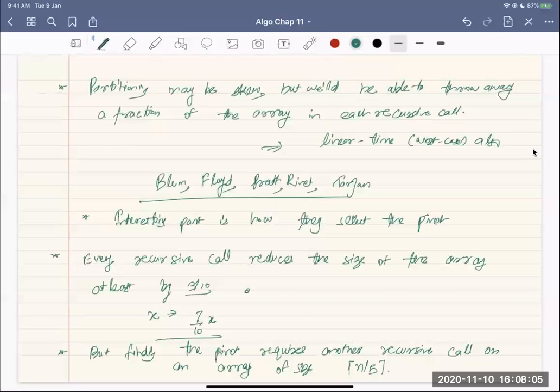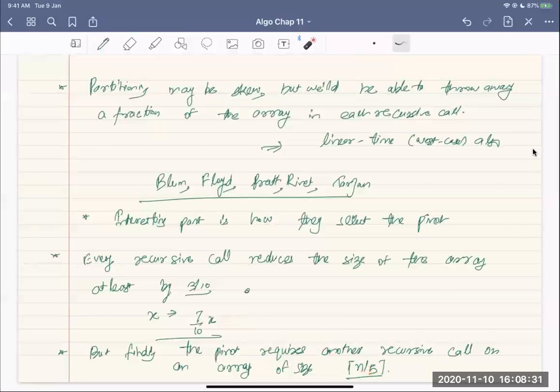Okay, so if there are n elements, you have to make another recursive call on an array of size n by 5. So together, this is roughly 7 by 10 n, and this is 2 by 10. So together they are 9n by 10, and that is still less than n. And that is what helps. And that is what we will see.